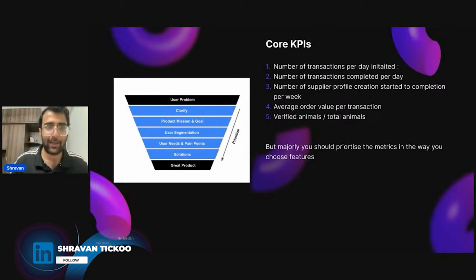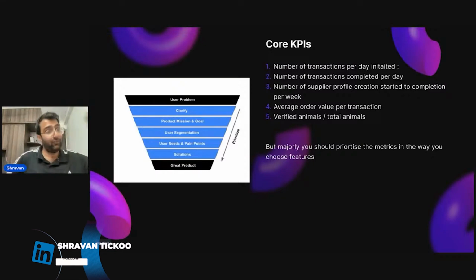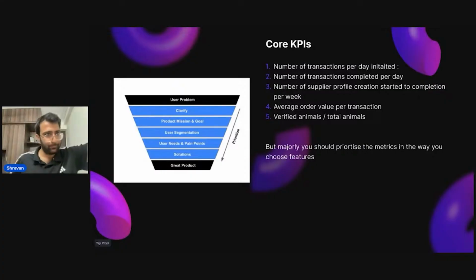So हमने क्या build किया अभी तक? Let's go back again. We said we want to build a pet marketplace for India. हमने उसको basically break down किया. We clarified what it means. We defined the product goal and mission. We did a user segmentation. We selected the most possible and most idealistic user who can add value. We understood their user needs and pain points. We came up with solutions. We prioritized those solutions and we looked at the core KPIs. And यहाँ पे हमारी product sense problem खत्म हो जाती है.